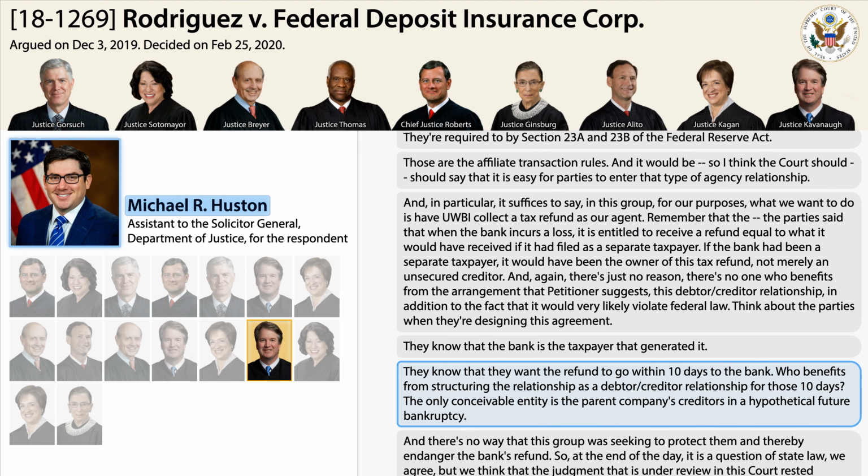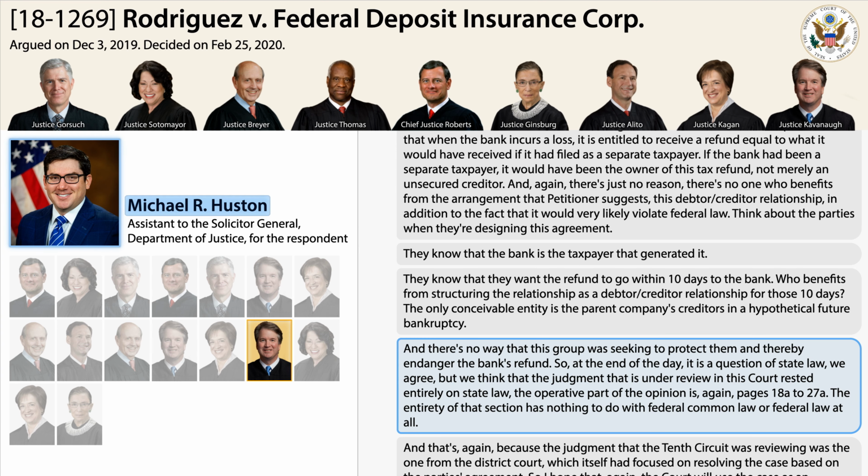They know that they want the refund to go within 10 days to the bank. Who benefits from structuring the relationship as a debtor-creditor relationship for those 10 days? The only conceivable entity is the parent company's creditors in a hypothetical future bankruptcy. And there's no way that this group was seeking to protect them and thereby endanger the bank's refund.